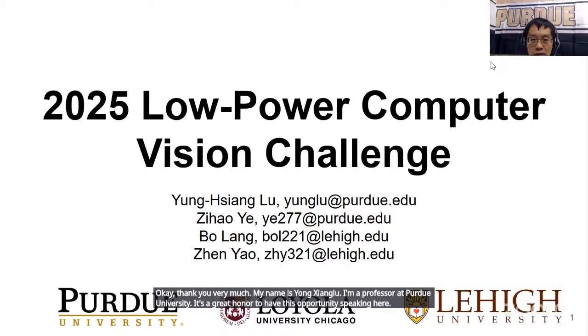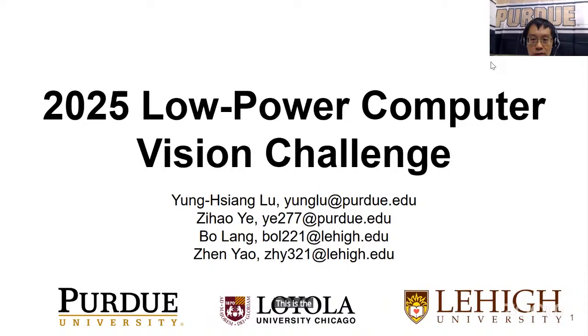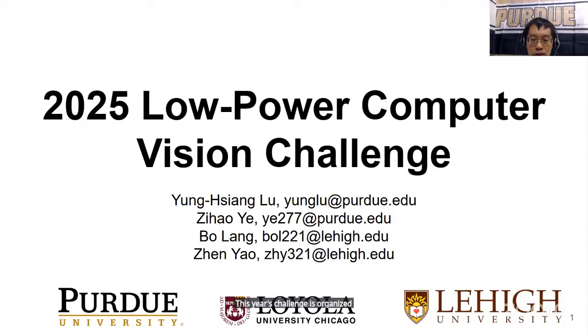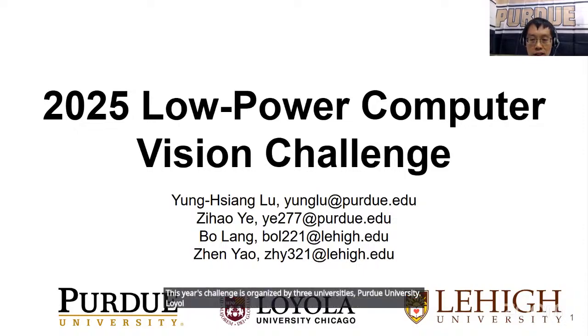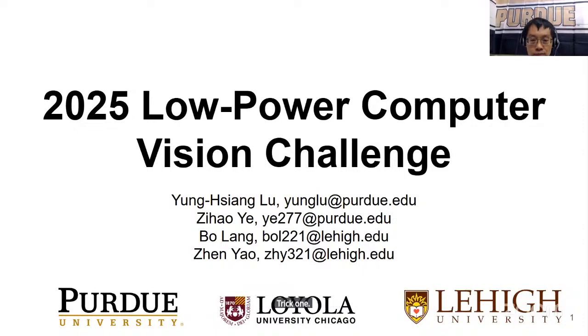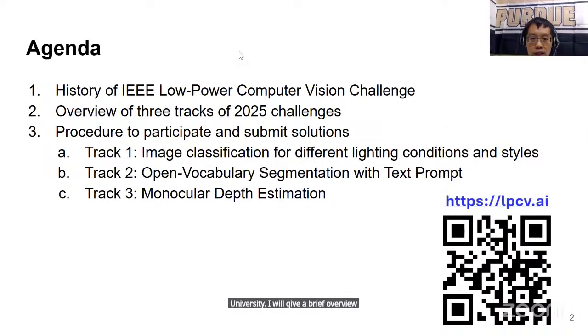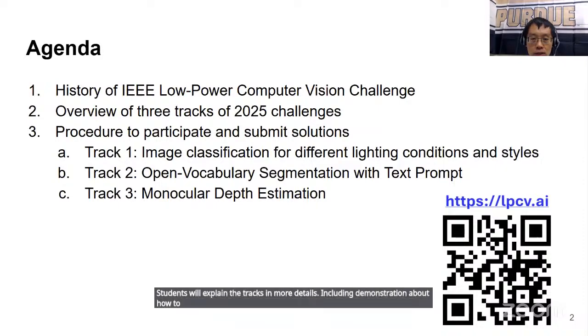This is the 2025 Low Power Computer Vision Challenge. I'm speaking here with 3 students. This year's challenge is organized by 3 universities: Purdue University, Loyola University Chicago, and Lehigh University. I will give a brief overview of the history of IEEE Low Power Computer Vision Challenge. Then I will explain the 3 tracks of this year's challenge. Then the students will explain the tracks in more detail, including a demonstration about how to participate and submit your solutions.